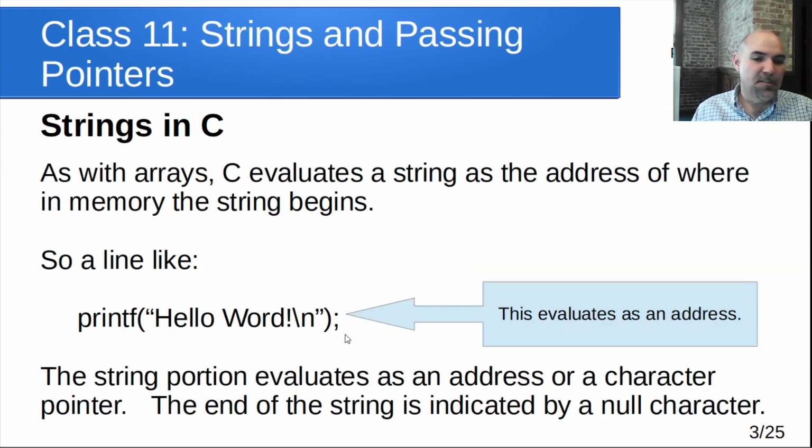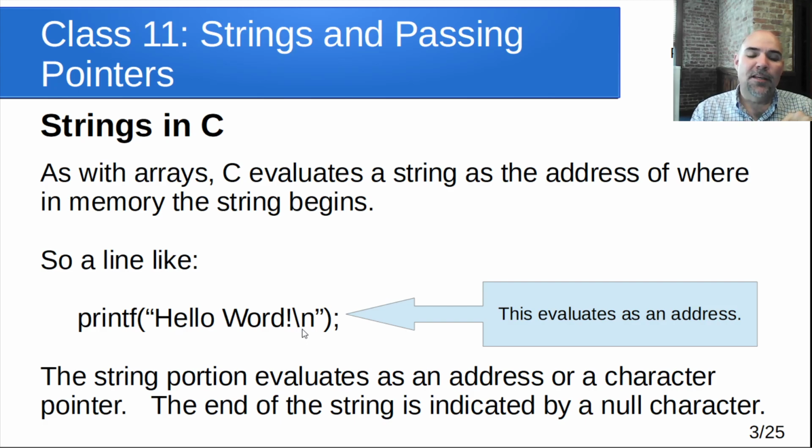All right, so strings in C are closely related to arrays in that, remember, if you use the name of an array by itself, it evaluates as the address of where that array starts in memory. And it turns out that when you have a line like printf double quote hello world \n end quote, that actually evaluates as an address. So when you have something in double quotes like that, it actually evaluates as the address of where in memory that string is actually stored.